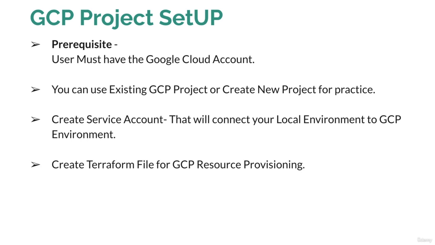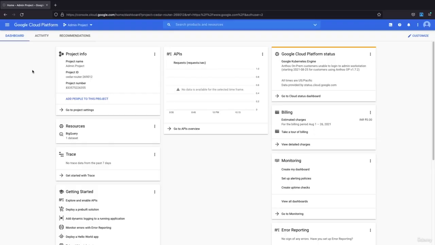I already have my GCP account. I will log into my GCP account, and first we will do the project setup. So here we have opened the Google Cloud Platform. You can access your Google Cloud account at console.cloud.google.com. Very first, you need to select the project, or create the project for Terraform. To select or create the project, you need to click this drop down.